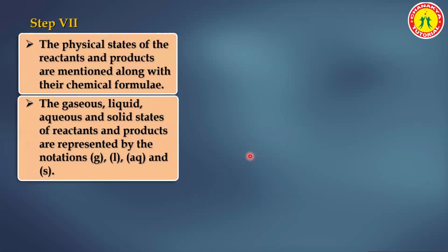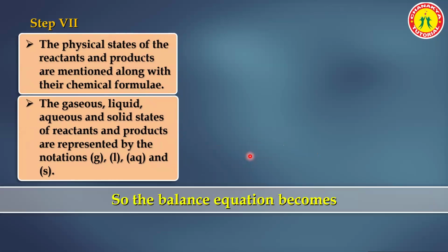We can also mention the physical state of the reactant and product. For example, we have seen how to represent gas as small g in bracket, for solid, small s in bracket, for liquid, small l in bracket, and for aqueous solutions, aq in bracket. So we can write the final balanced chemical equation as 3Fe solid plus 4H2O gas changing into Fe3O4 solid plus 4H2 gas.